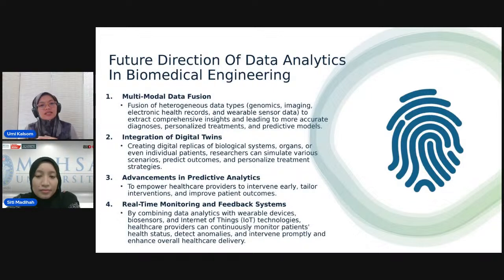Okay, the second one is integration of digital twins. So this is quite interesting actually. What is a digital twin? A digital twin is creating digital replicas of biological systems, organs, or even individual patients. So researchers can simulate various scenarios so they can predict outcomes and personalize treatment strategy.